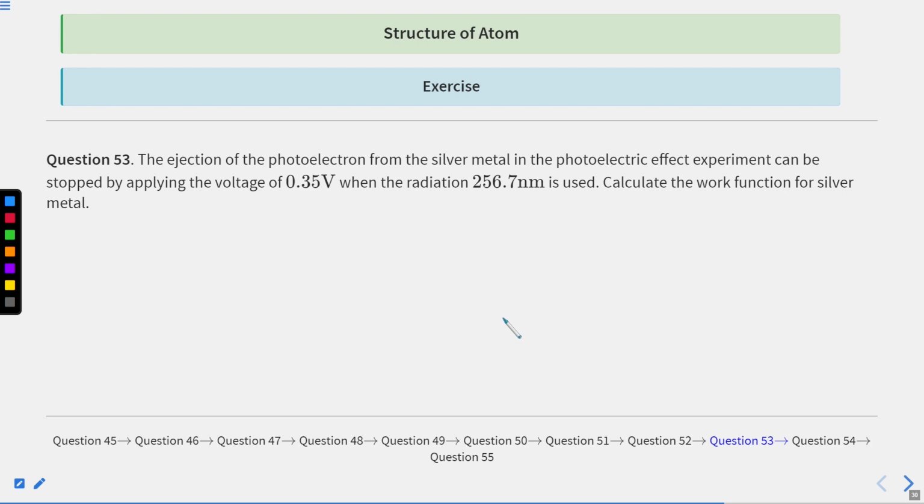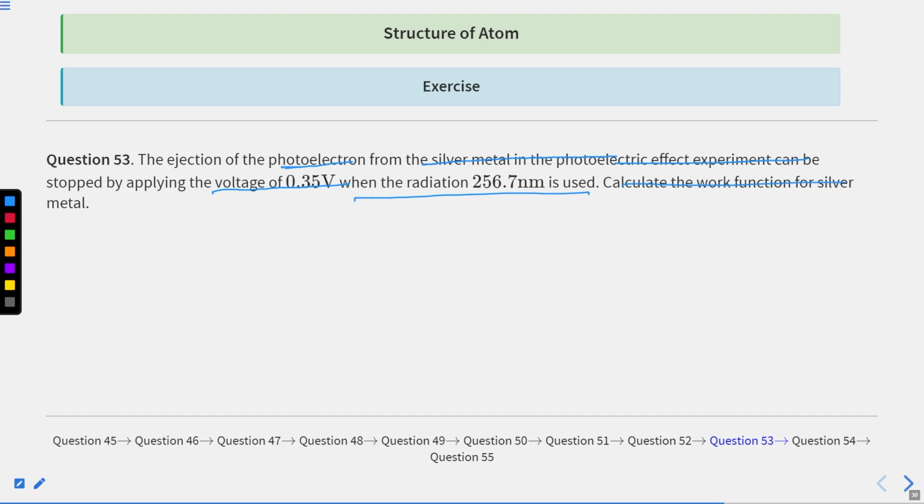Next is the ejection of photoelectron from the silver metal in the photoelectric effect can be stopped by applying a voltage of 0.35 electron volt. So if you apply this much voltage, that would stop the flow of electrons. Now when this much radiation was used, calculate the work function.